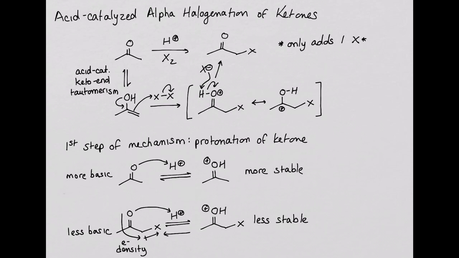This makes the oxygen less basic because the lone pair electrons on the oxygen are less available to accept the proton. Because this first step of the mechanism lies further to the left towards the reactants in the monohalogenated ketone, the reaction stops occurring after the first halogenation.